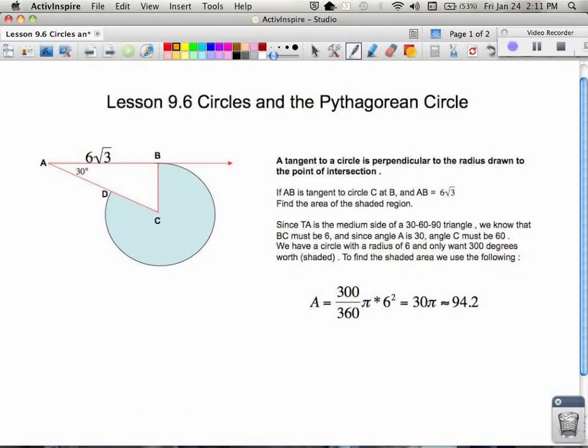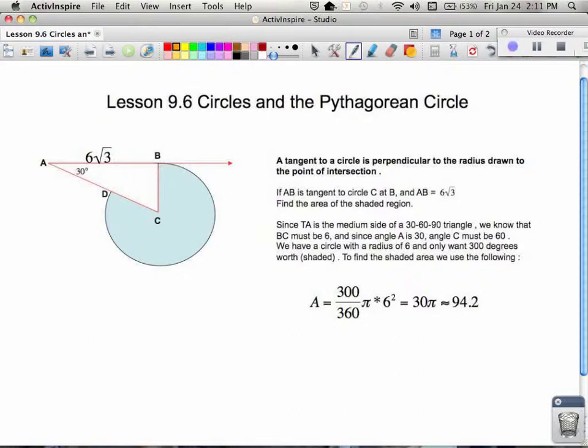In our last installment in Chapter 9, in 9.6 that is, we're going to talk about circles and the Pythagorean theorem. So in this particular problem, we see that a tangent called AB is being drawn to the circle. And don't forget that a tangent to a circle is perpendicular to the radius at the point of intersection. So if AB is tangent to circle C, remember it's named for the center, and you know that AB is 6 times the square root of 3, we want to find the area of the shaded region.